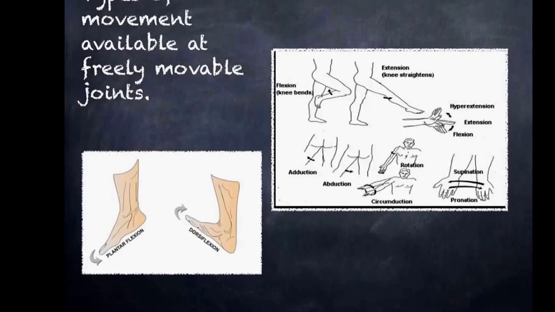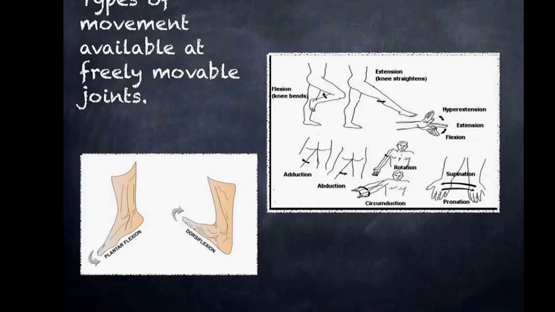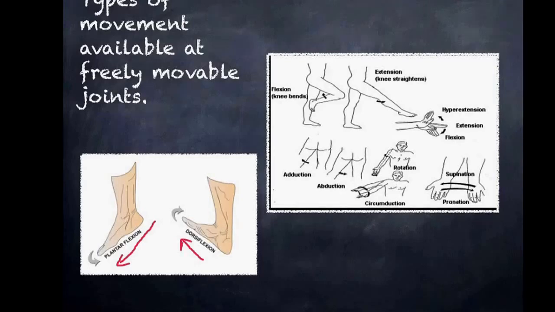These 6 types of freely movable joints allow for lots of different movement planes in the human body. So just briefly, when your toes point down, it's plantar flexion. When your toes are raised, it's dorsiflexion. If you want to close a joint here, flexing the knee, that's called flexion. But if you want to straighten the joint, extend it out, that's known as extension.